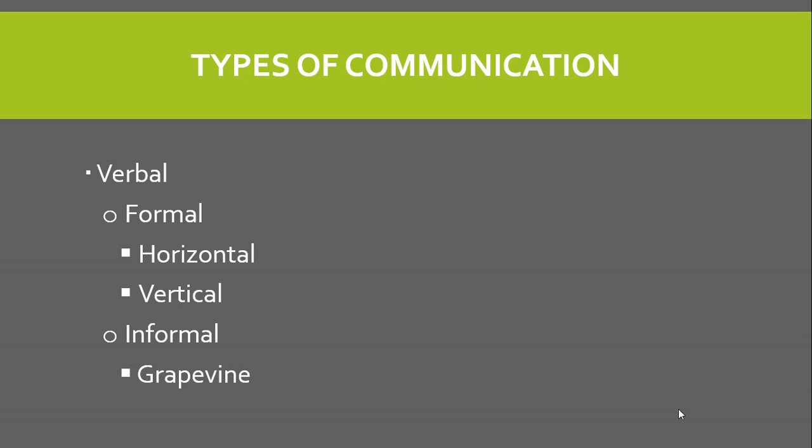Types of communication networks. Single chain. In this type of network, communication flows from every superior to his subordinate through a single chain. In this network, all subordinates under one superior communicate through him only. They are not allowed to talk among themselves.